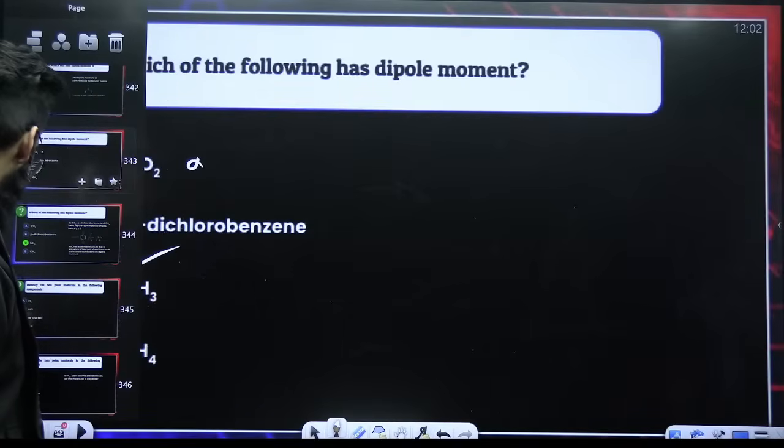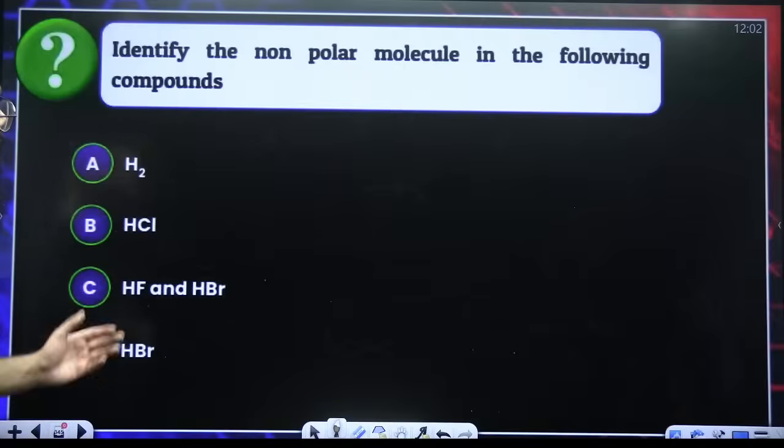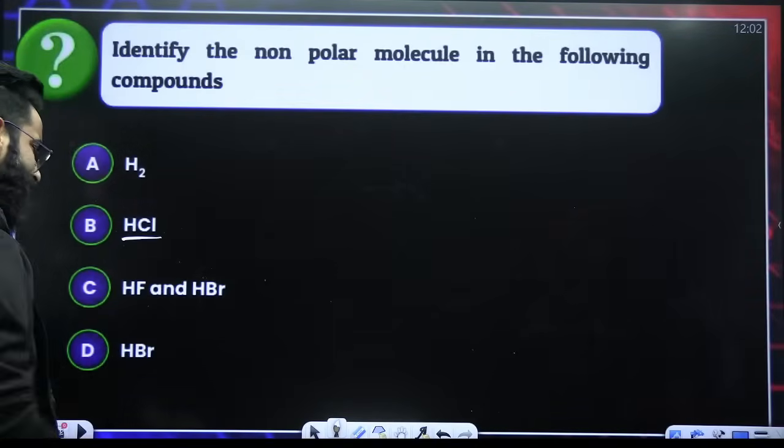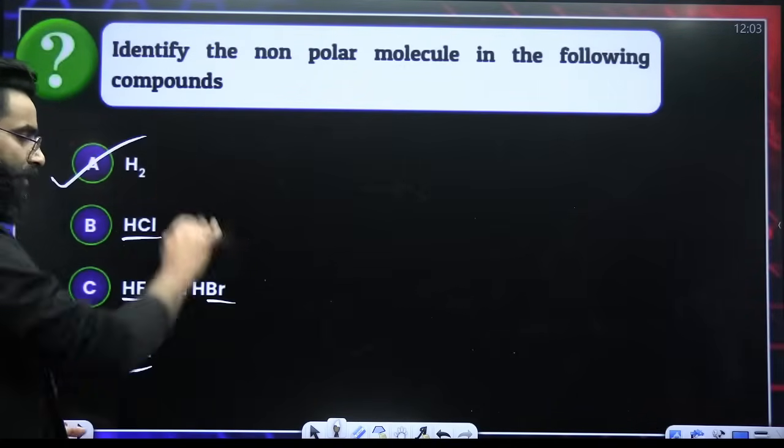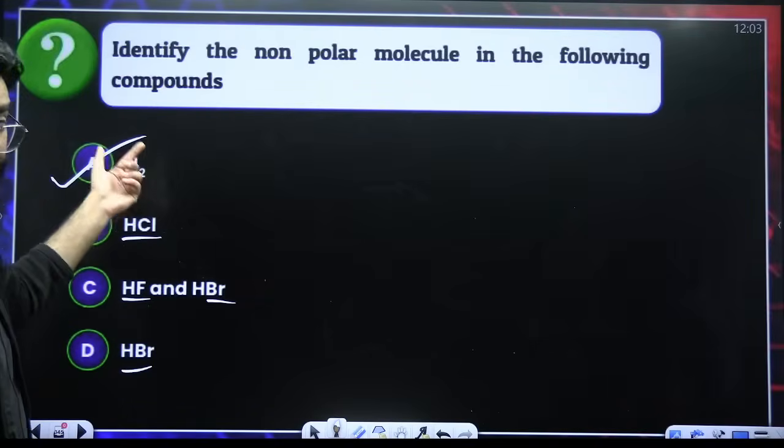These are some simple, basic questions. Which of the following is non-polar? This is polar, this is polar, this is polar, this is polar. H2 only is non-polar because the electronegativity difference is 0.